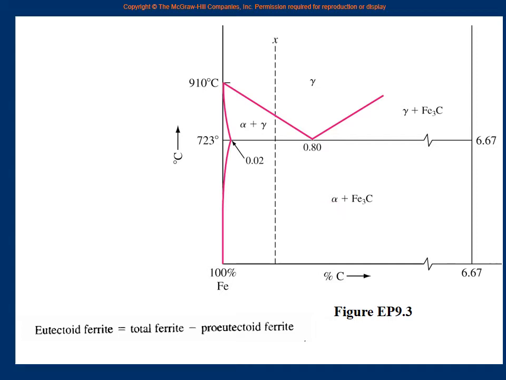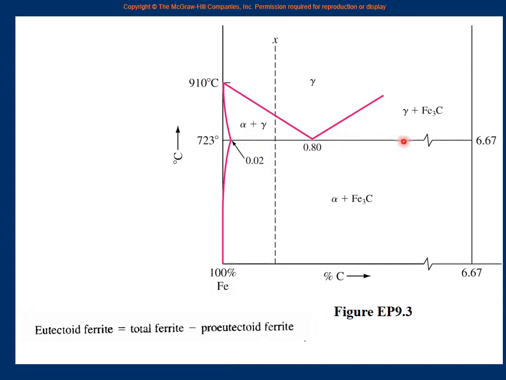Therefore, I am reminding you of the equation. Eutectoid ferrite is total ferrite minus pro-eutectoid ferrite. So this is your equation. That is where you will solve the problem. Now in the question, eutectoid ferrite is already given, so don't worry about it. For total ferrite, what should we do? Where is total ferrite? It is just below the line, isn't it?